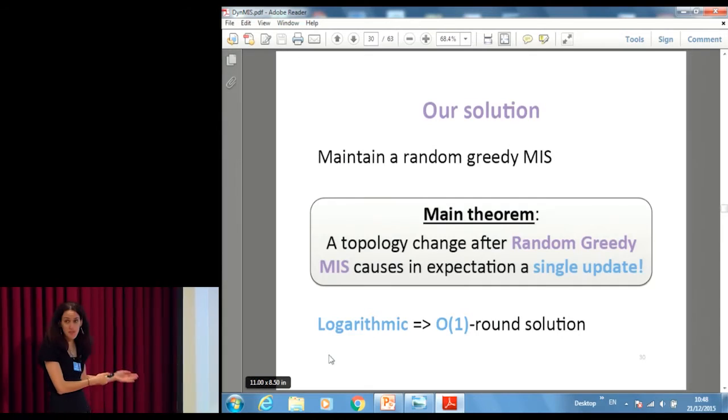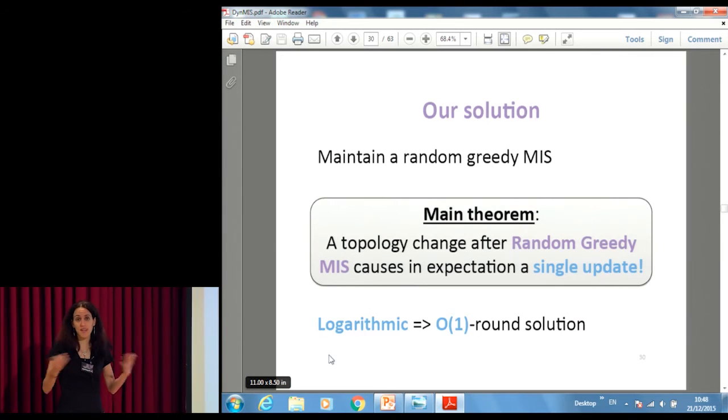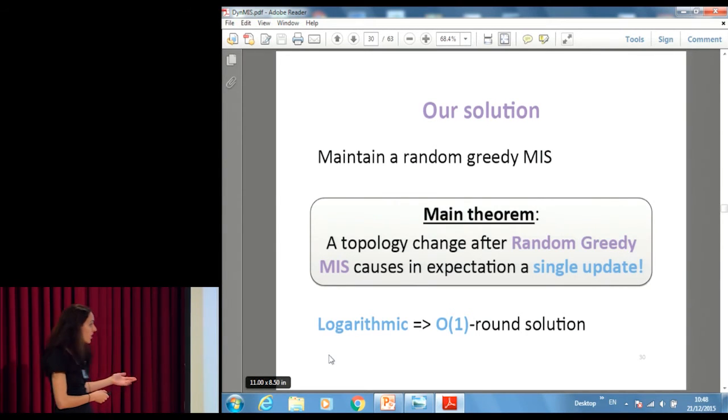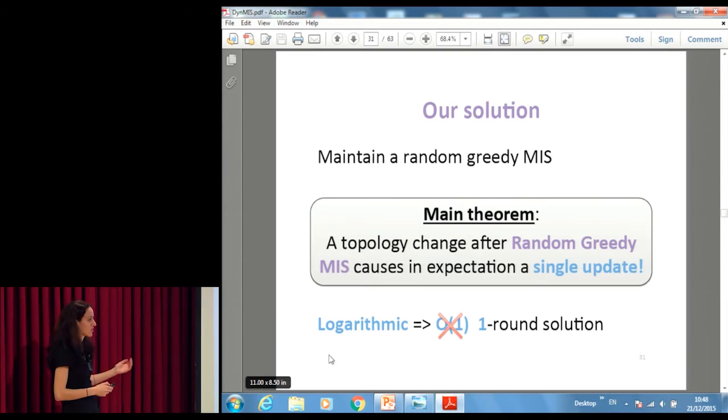So we improved the logarithmic solution of just implementing the static distributed setting from logarithmic to constant round solution. This is actually an expectation of one round solution. If I need to change one node, it just tells all its neighbors, look, I'm going in to the MIS or I'm going out.